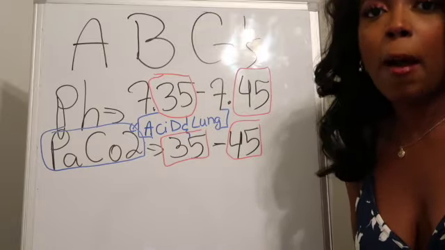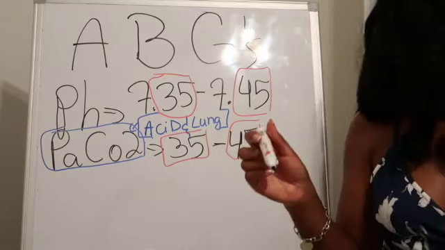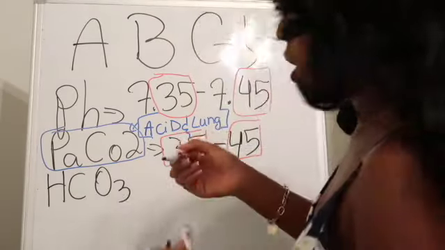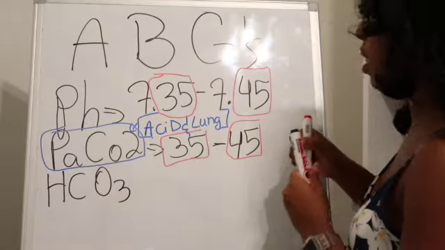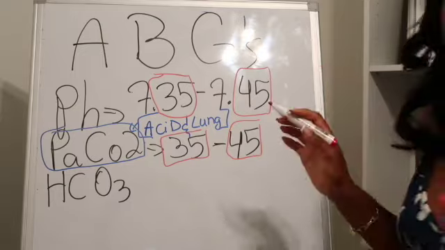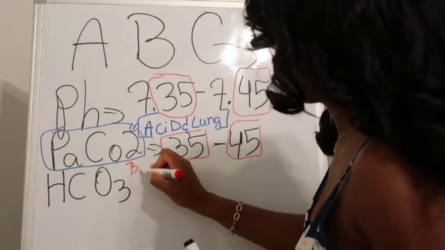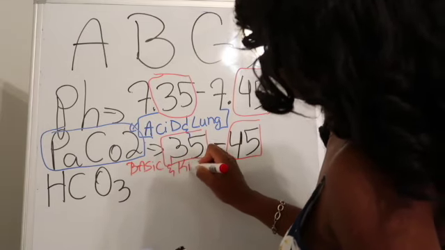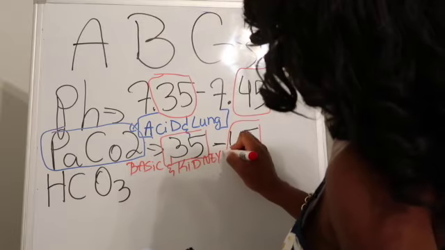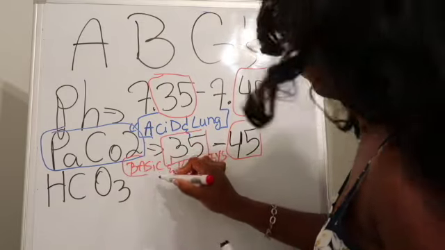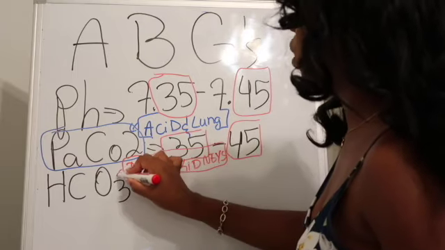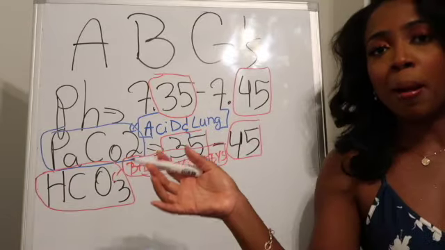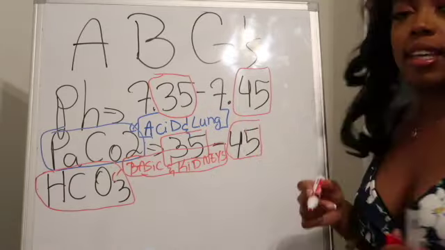Our next value is bicarbonate, okay? So that is HCO3, okay? I'm going to match that with basic. So when you see HCO3, think basic, and that has to do with the kidneys, okay? So when you're solving your ABGs, you want to remember that when you see HCO3, you're going to match that with basic and the kidneys, okay?